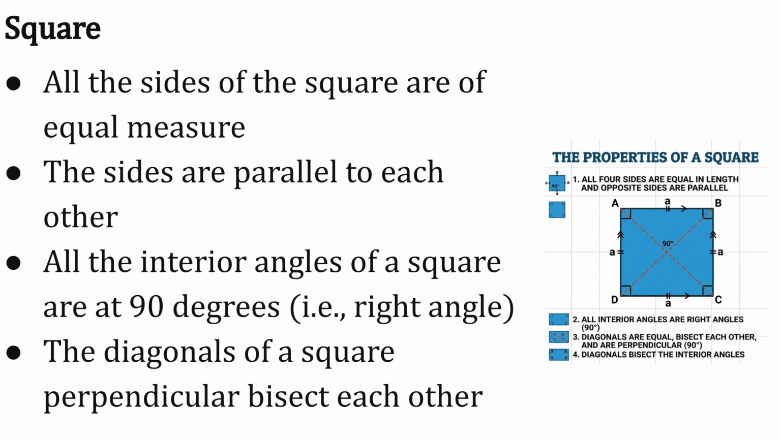Square. All the sides of the square are of equal measure. The opposite sides are parallel to each other. All the interior angles of a square are 90 degrees. The diagonals of a square perpendicularly bisect each other. The diagonals of a square are equal.